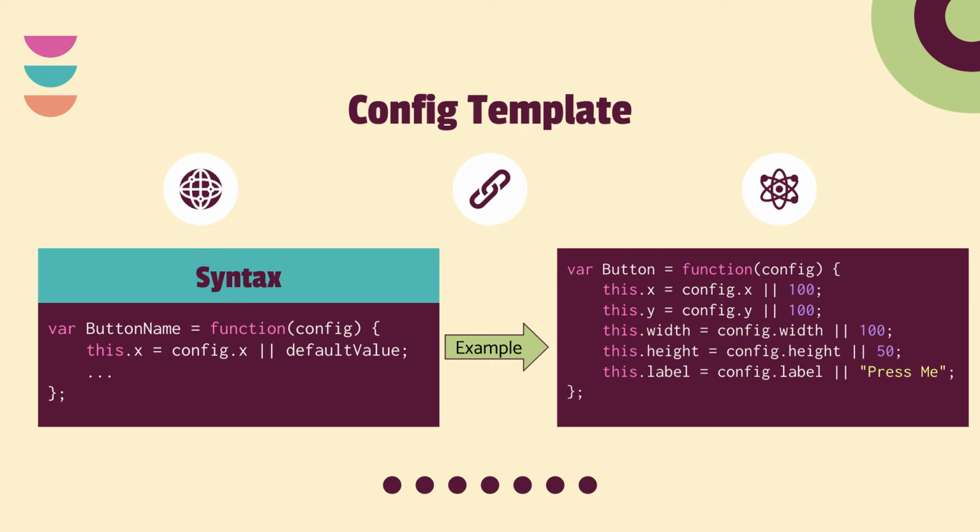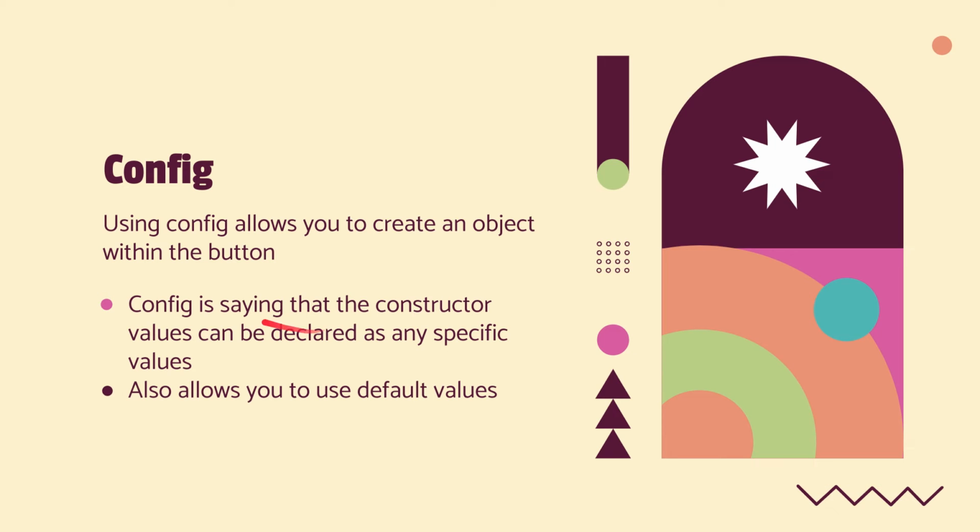Now, what config does is basically what we did before, except it makes your life a lot easier because you don't have to put all the parameters up here. And like I said before, it's basically saying that the constructor values can be declared as any specific values.